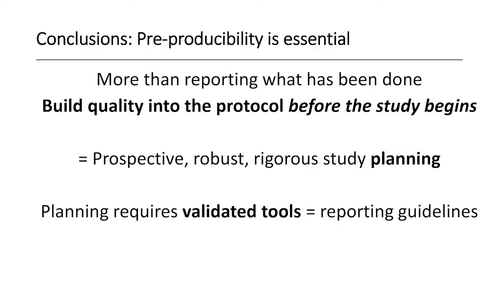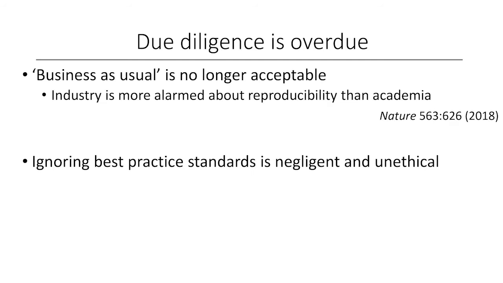So in conclusion, reproducibility, yes, is essential, but it's more than just reporting what has been done. You have to start focusing on building quality into the protocol before the study even begins. And rigorous, robust, and study-specific planning requires validated tools. And this is where the reporting guidelines can really come into their own.